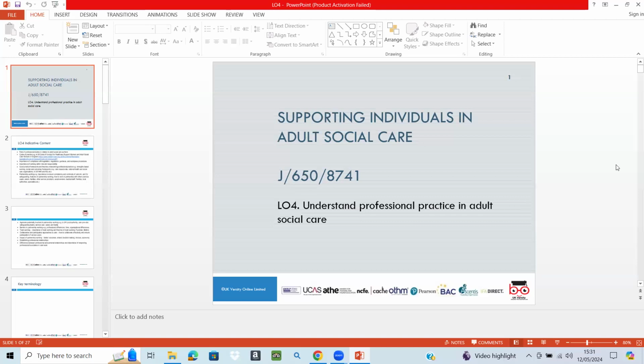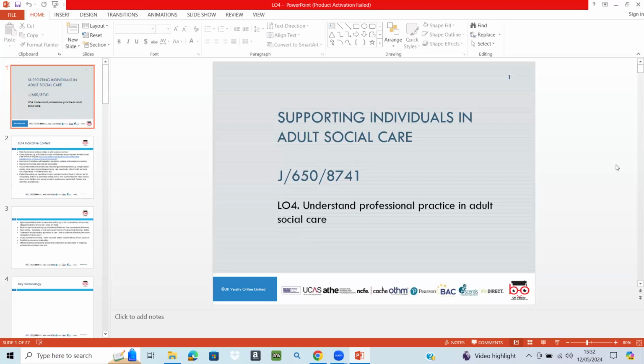Understanding professional practice in adult social care involves various aspects aimed at supporting individuals in a holistic and compassionate manner. Here are some key elements that contribute to supporting individuals effectively in adult social care. First, we will discuss person-centered care. We have discussed all of it previously, and we will learn more about it.